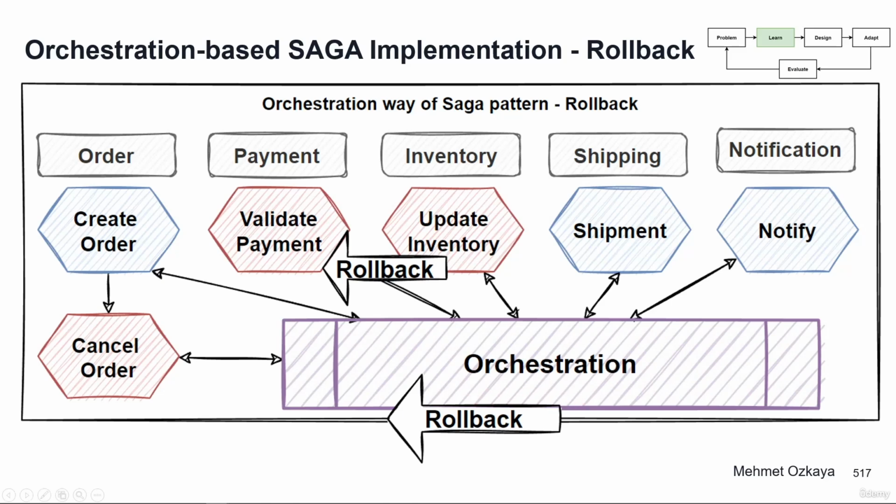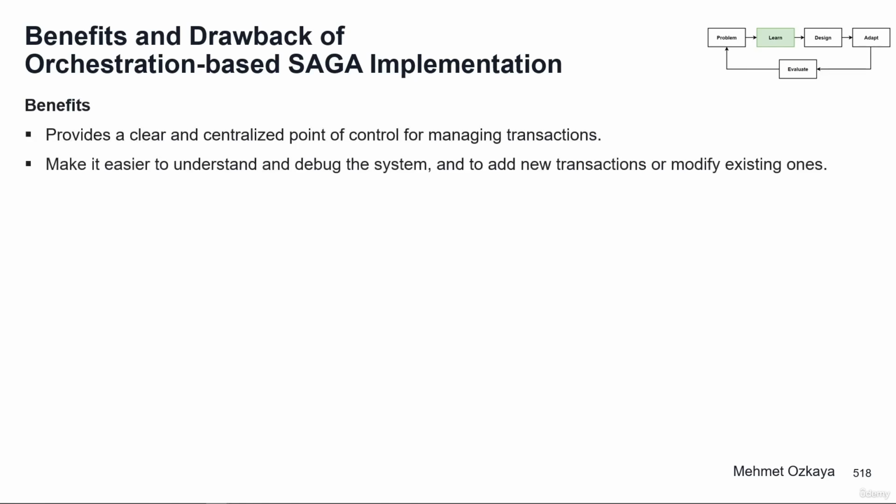Now we can see the benefits and drawbacks of using the orchestration-based SAGA implementation. Let me start with the benefits. The main advantage of this approach is that it provides a clear and centralized point of control for managing transactions. This can make it easier to understand and debug the system, and easy to add new transactions or modify existing ones. But it comes with drawbacks.